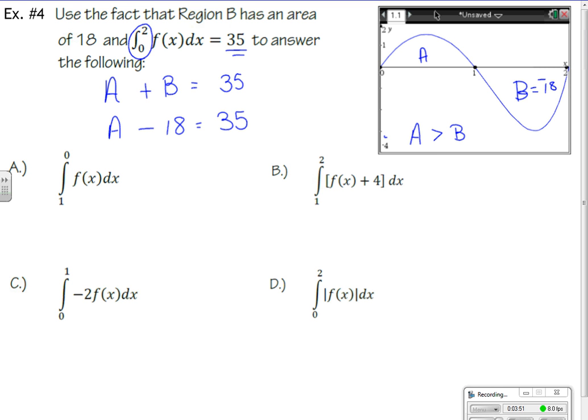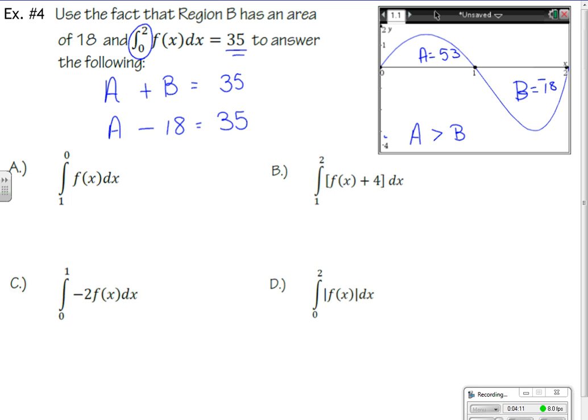And I went ahead and put a negative 18 over there. Add 18 to both sides, and that makes me conclude then that region A is 53. So 53 minus the 18 gives us the overall 35 that they were talking about for the integral from 0 to 2.